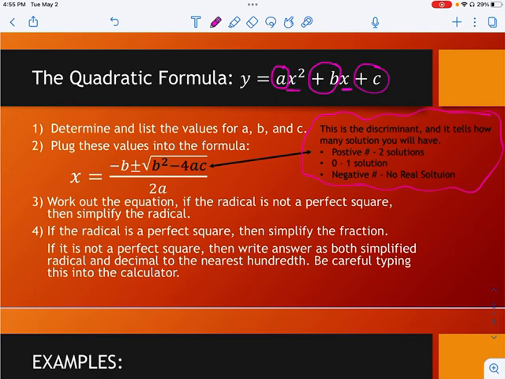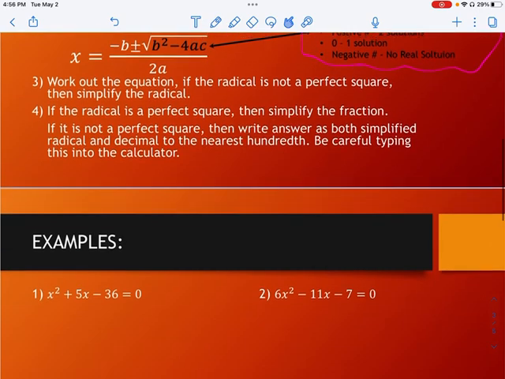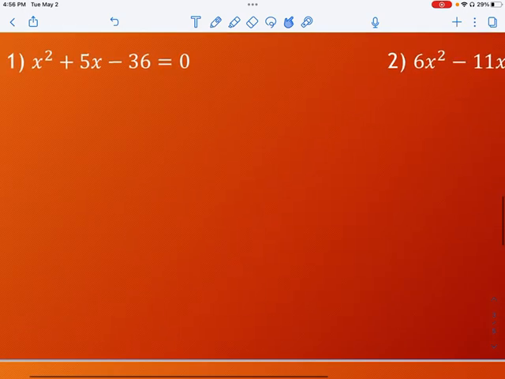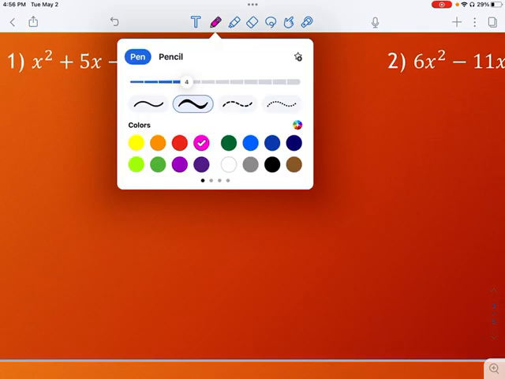If the discriminant, the radicand, is a positive number, you are going to have two solutions. If the radicand is equal to 0, then you are going to have one solution only, because plus and minus 0 doesn't do anything. If the radicand is a negative number, you're going to have no real solutions, because we can't have the square root of a negative number in the real number system. So we use the discriminant just to take a look at things and make sure what's going to happen in the problem.